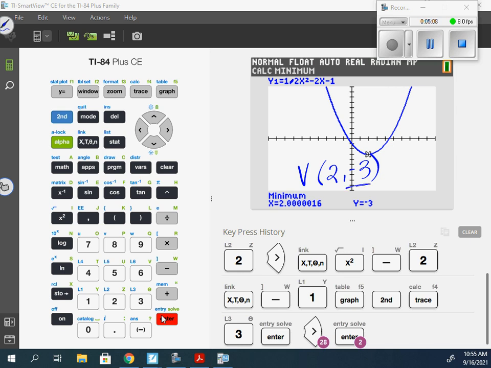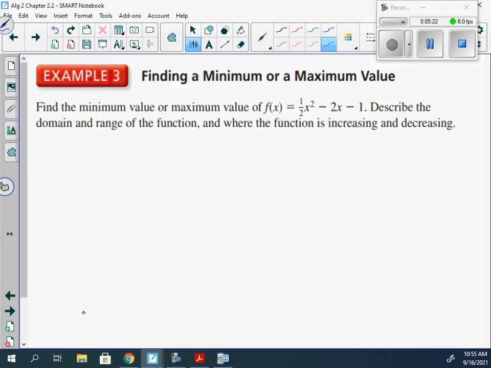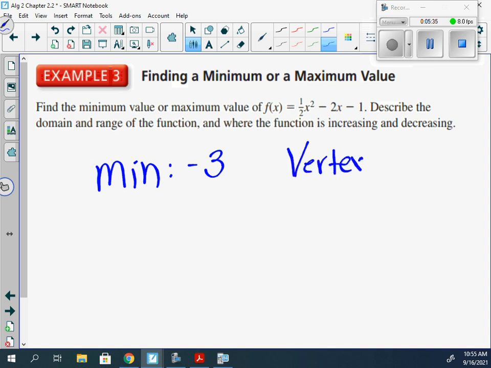But it also means that the minimum value is at negative 3. Because when we talk about maximum or minimum values, we're talking about the y values. So I'll pull the note sheets back up. So our minimum value is negative 3. Now we already said the vertex is the point 2 comma negative 3.